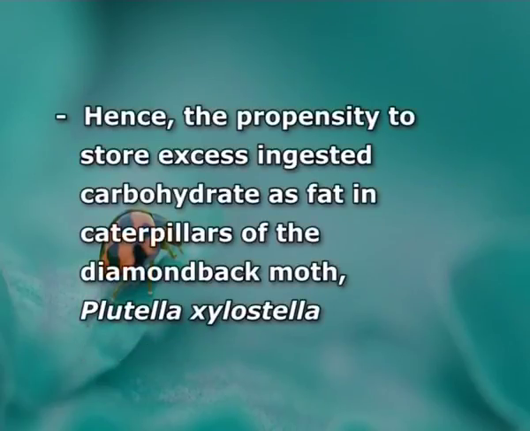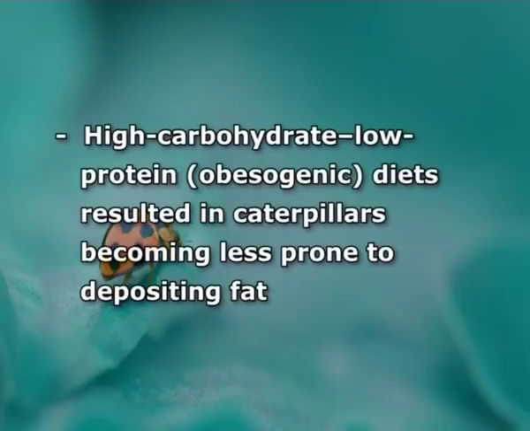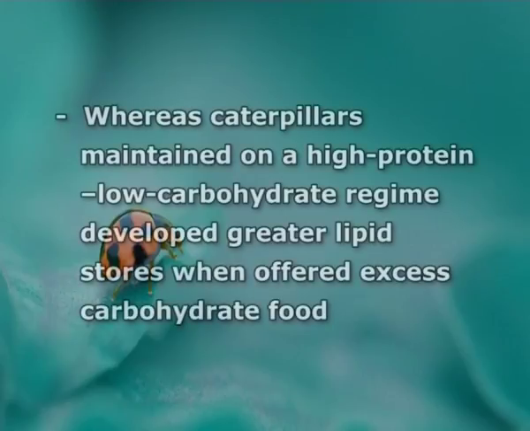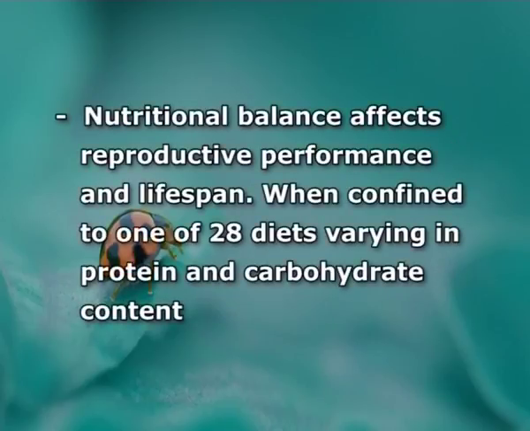Hence, the propensity to store excess ingested carbohydrates as fat in caterpillars of the diamondback moth, Plutella xylostella, changed with consecutive generations of rearing on diets of differing protein-carbohydrate ratios. High carbohydrate, low protein, obesogenic diets resulted in caterpillars becoming less prone to depositing fat, whereas caterpillars maintained on a high protein, low carbohydrate regime developed greater lipid stores when offered excess carbohydrate food. Nutritional balance affects reproductive performance and lifespan.